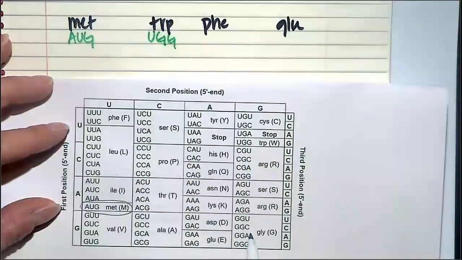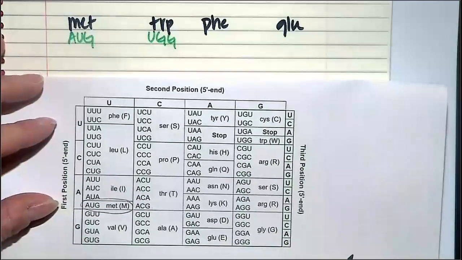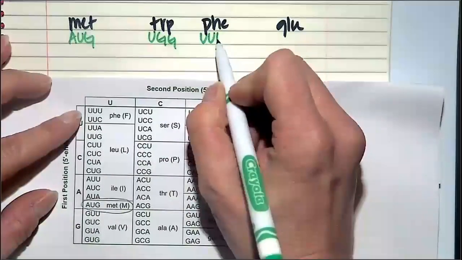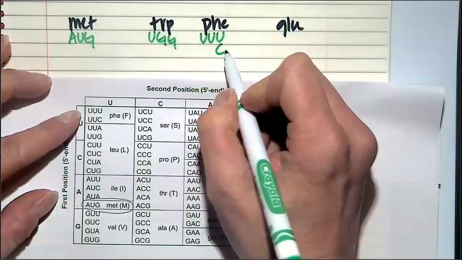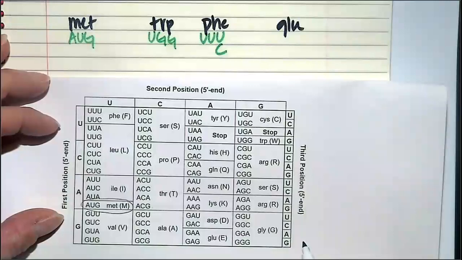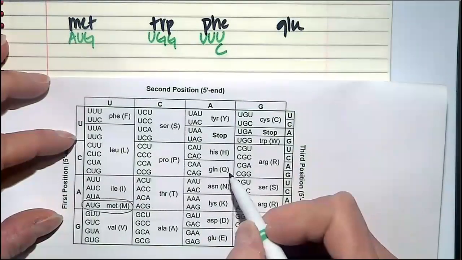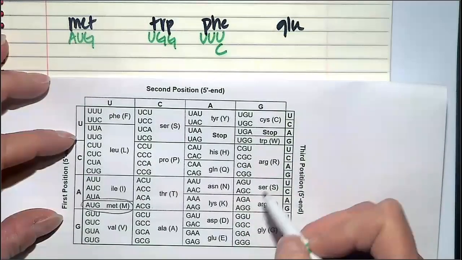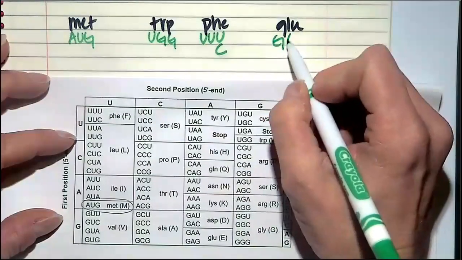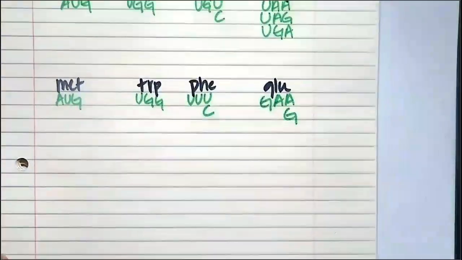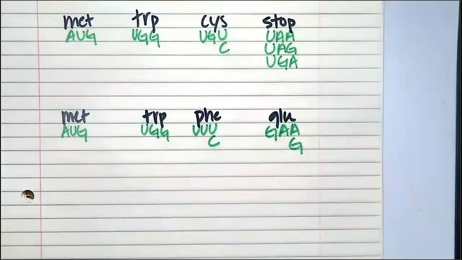All right, so let's go down here to the mutant. Again, methionine, AUG, trp is UGG, phenylalanine is over here, UUU, and then UUC, and then glutamate is down here, GAA and GAG.